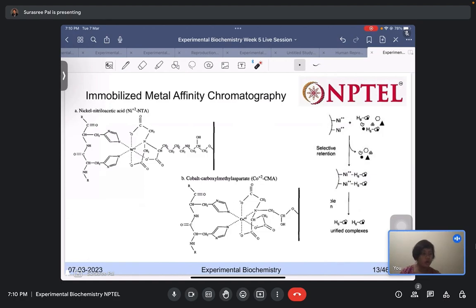Now, a very commonly used method is immobilized metal affinity chromatography, which is called IMAC. So here what we do is we use nickel ion. The metal here is nickel, or it can be cobalt. So what is this resin? It is called a nickel NTA resin. NTA stands for nitrilotriacetic acid.